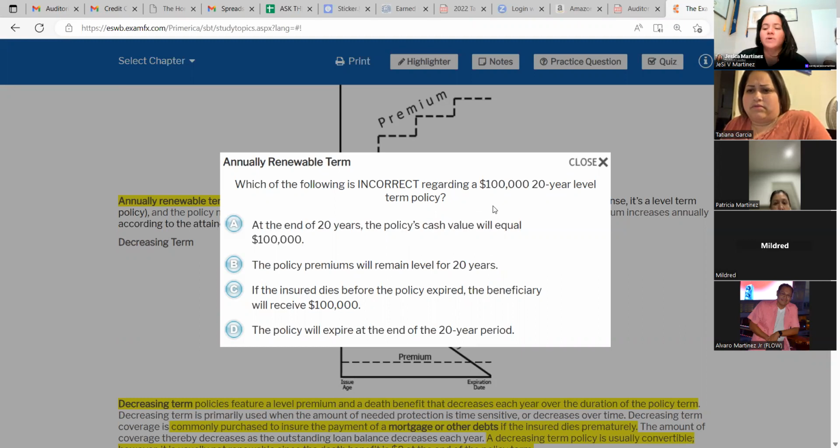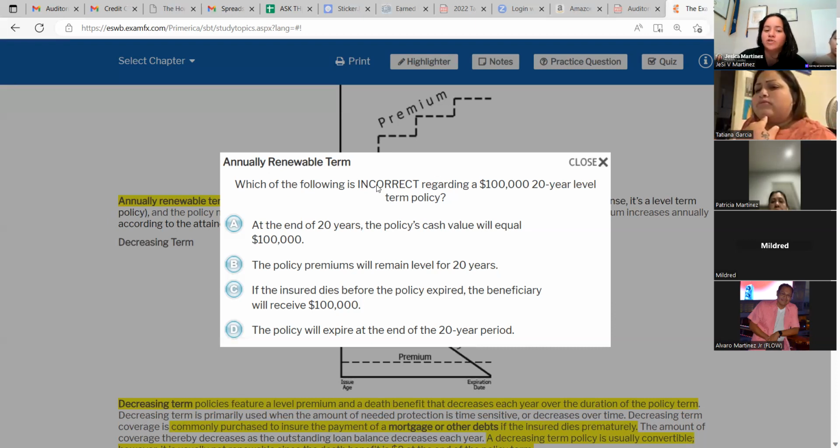Okay, you're saying it's which one, Tati? The policy will expire at the end of the 20-year period. Okay. Because don't they still get whole life? I mean, not whole life, but do they still get it? Does it have cash value? Yeah, but what Ellie's saying, I don't know if you can hear her, is that term life doesn't have cash value. True.